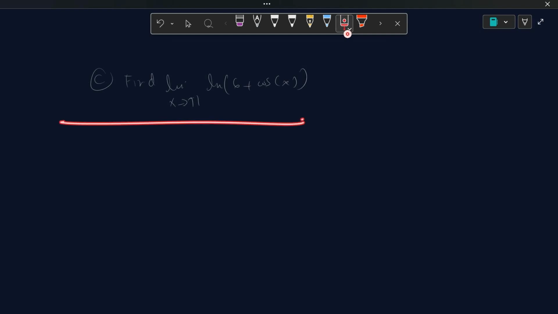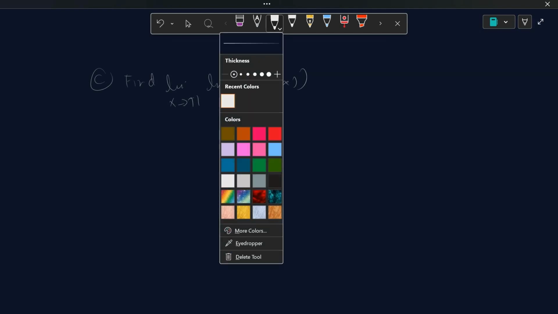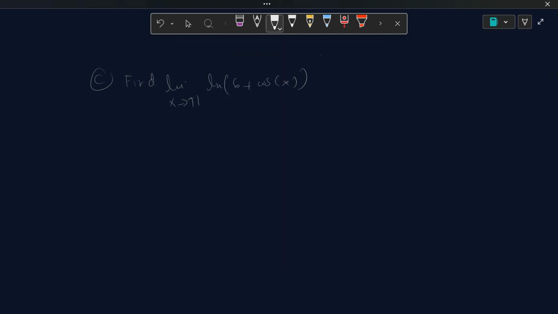So we have our next question over here, the limit as x approaches pi of ln of 6 plus cosine of x. How do we find the limit of this one? Since they asked you at the beginning of the question, remember, show all the steps. So first you have to make sure that you show that all these functions are continuous. That's why you're able to put your limit inside.